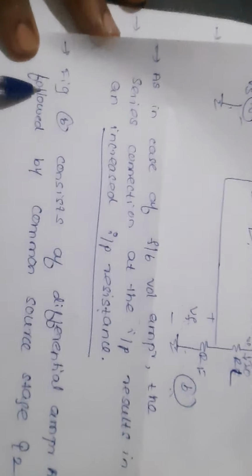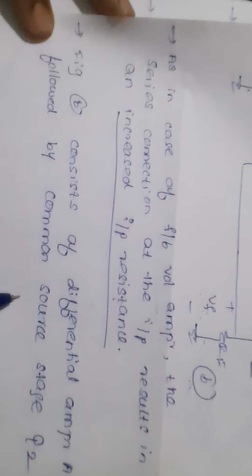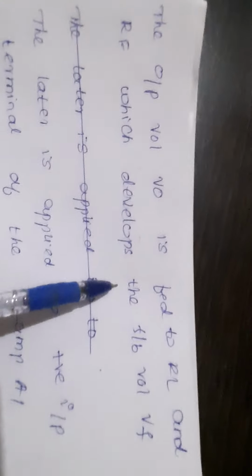Second point what I have written here, figure B consists of a differential amplifier and common source stage Q2. Next what I have written, output is fed back. And next I have written the point, both should have the same polarity. Now we'll see the working of the circuit.